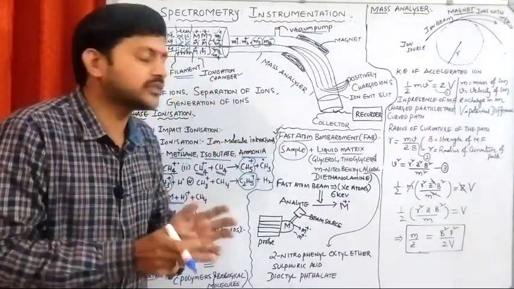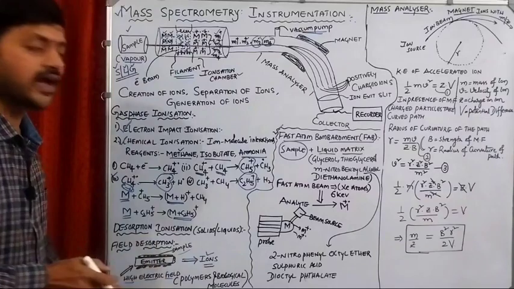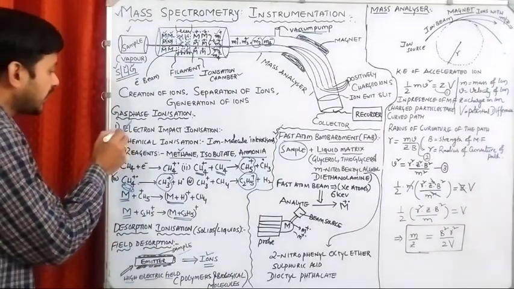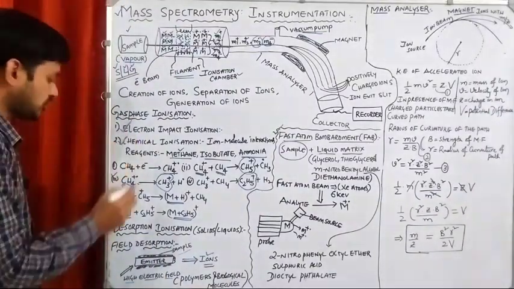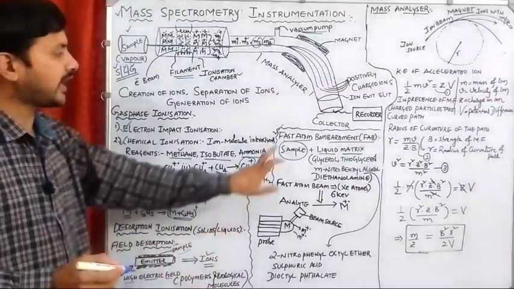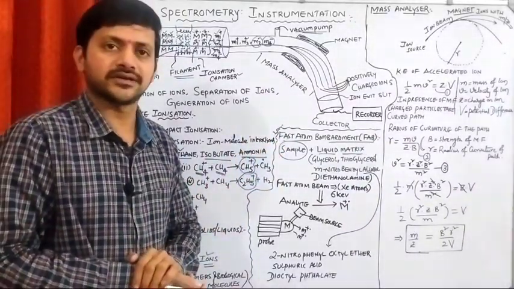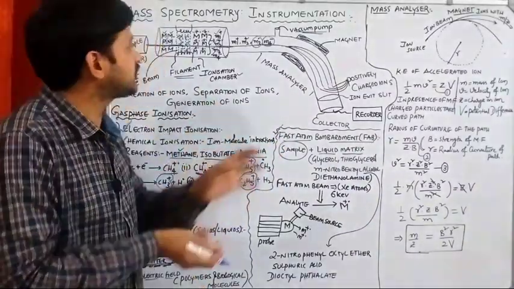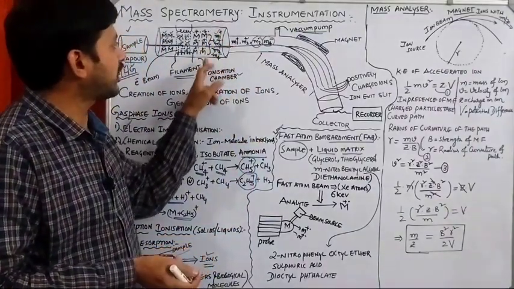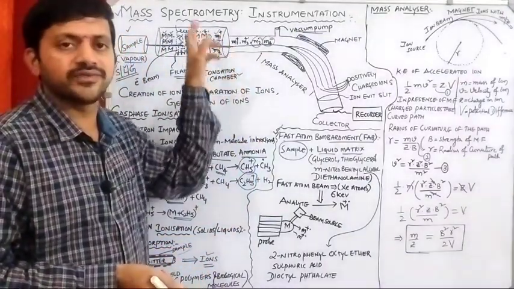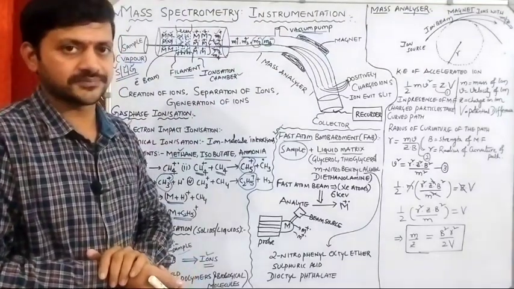So we are having solids, liquids and gases. For that purpose we are having different kinds of ionization techniques. What are those? Electron impact, chemical ionization, field desorption, and fast atom bombardment. So by using these techniques, we are creating molecular ions. Further subjected to fragmentation, we will get the fragment ions.